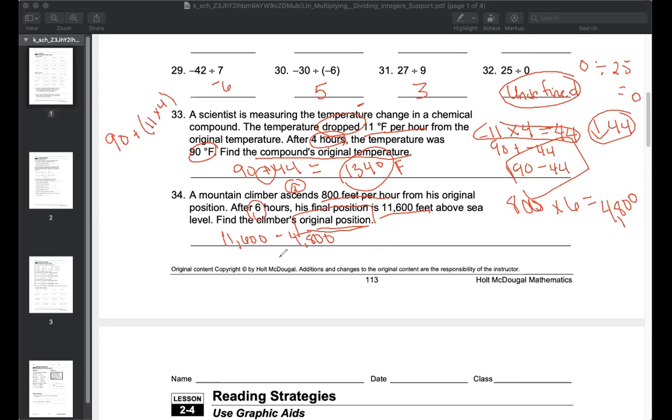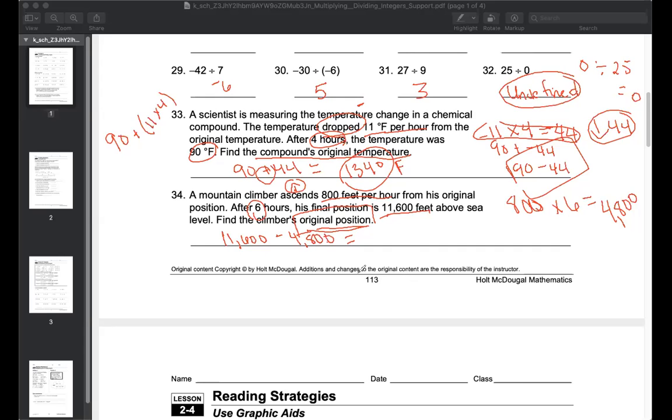Okay, so you're saying that you took his final position and subtracted how high he climbed to find his original position. Does that sound right? Does that sound good to everybody else? Yeah. That's perfect. That's what you're supposed to do. 11,600 minus 4,800 should give you his original position.